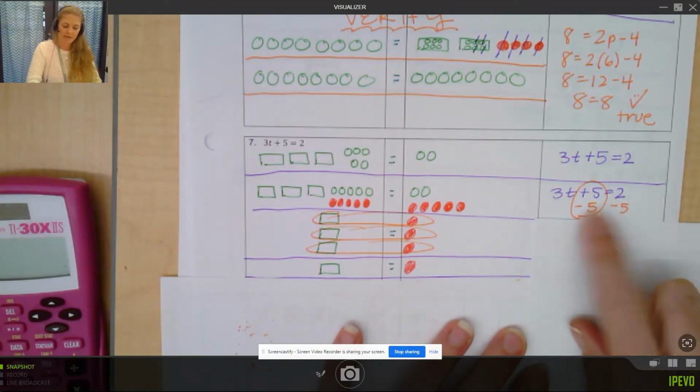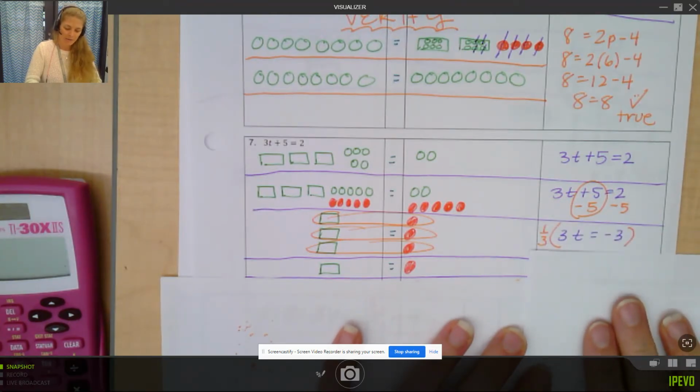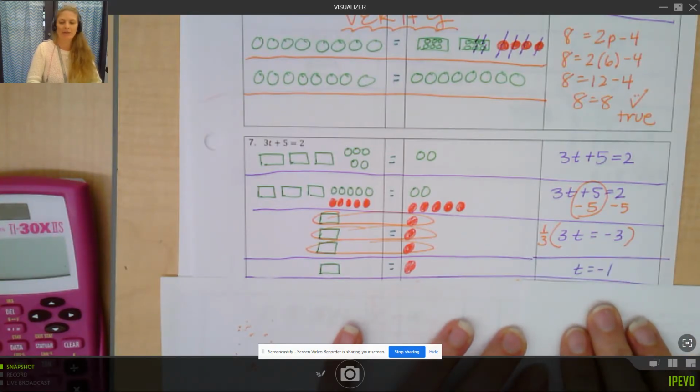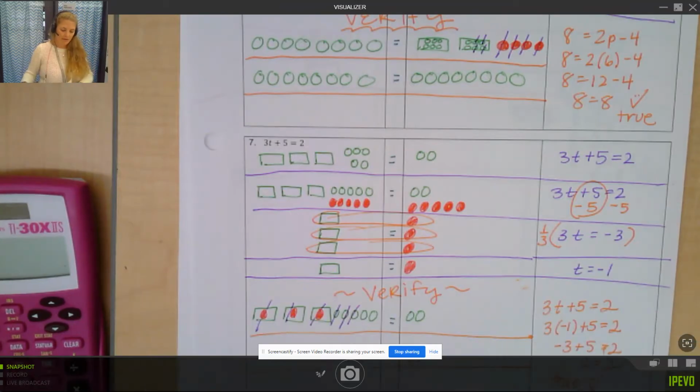From here, I'm going to subtract 5 from both sides, additive inverse. From there, I'm going to use the multiplicative inverse, multiply by 1/3 of both sides to get t is equal to -1. Let's do our verify.